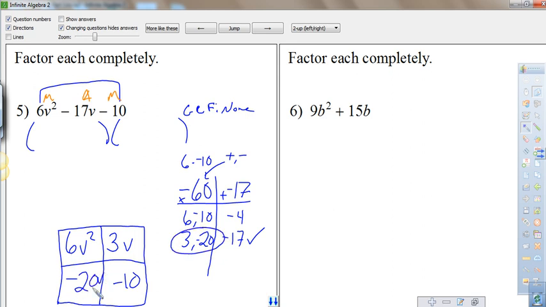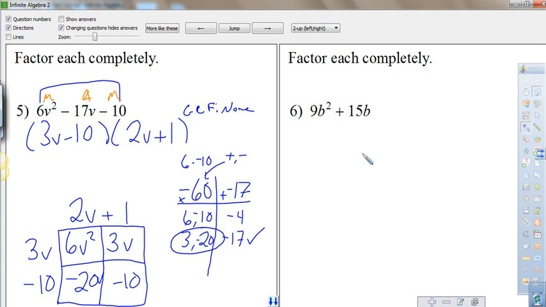That was our winner. Again, factoring out what these both have, a 2 and a v. These both have a 1, because they don't have anything in common. These ones have 3 and v, and these two have a negative 10. So, we've got 3v minus 10, and we've got 2v plus 1.